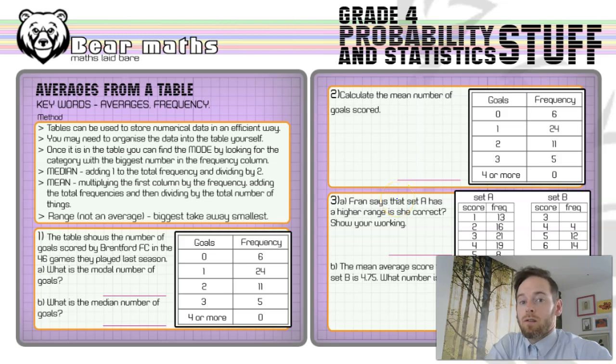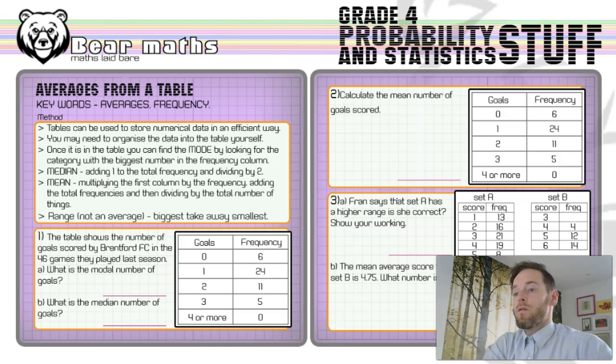This one is on averages from a table or a frequency table. The keywords I've got for you are averages and frequency. The averages are the mean, the median, and the mode. They are different ways of finding the middle of a set of data, and the frequency is how much of something there is. Okay, so tables are used to store numerical data in an efficient way.